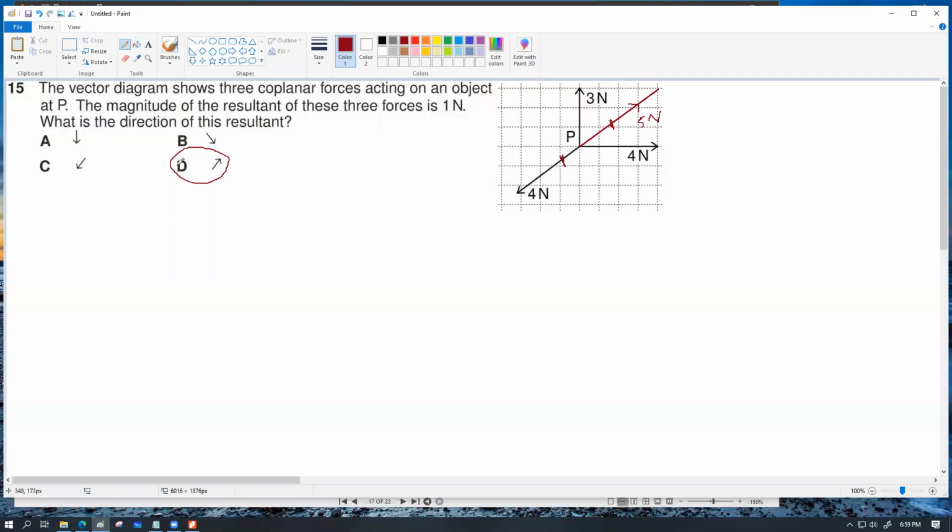But if you want to go for elimination, yes, you can logically eliminate A, C, and B individually. Yeah, that you can do as well.